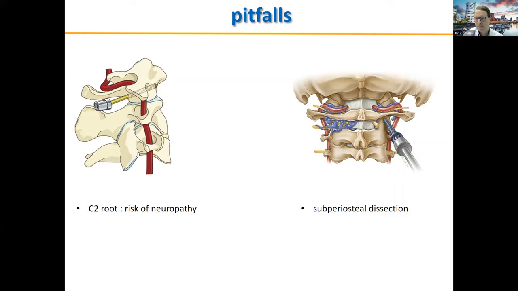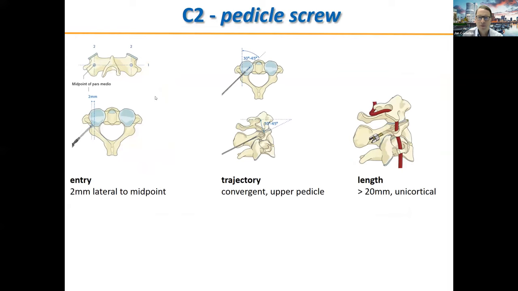For the C2 pedicle screw, the entry point is about 2 millimeters lateral to the midpoint of the joint, and then in the lateral trajectory, it's parallel to the upper border of the pedicle. You want to remain in the upper part of the C2 pedicle, and the length is something like 20, 22, 24 millimeters. The direction is converging.